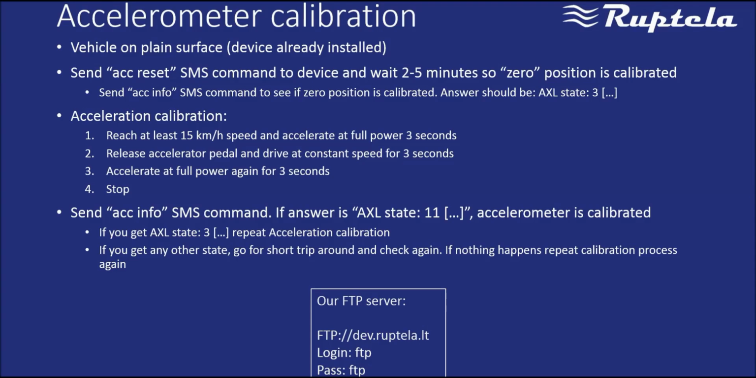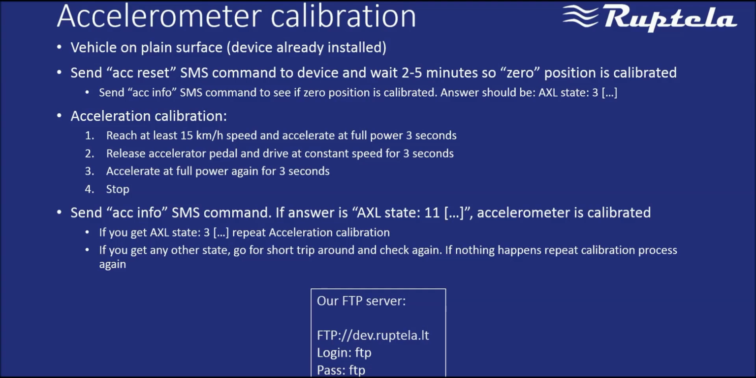In order to do that, you must reach at least 15 km per hour speed and accelerate at full power for at least 3 seconds. Then release the accelerator pedal and drive at constant speed for at least 3 seconds. After that, accelerate at full power again for at least 3 seconds. Then you can stop.